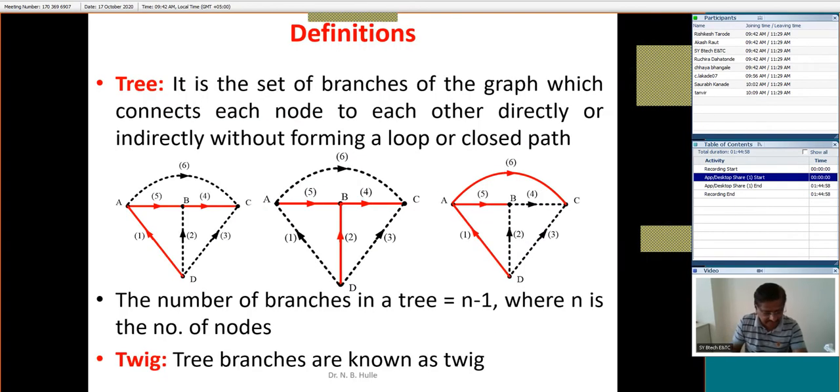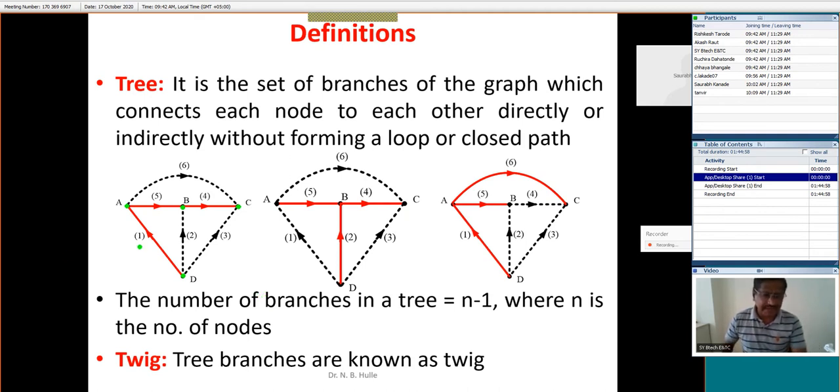Now look carefully at this given graph. This is a complete graph. This is node A, this is node B, this is node C, and this is node D. What is our aim? Our aim is to connect all the nodes to each other directly or indirectly without forming a loop. And that set of branches is known as a tree.